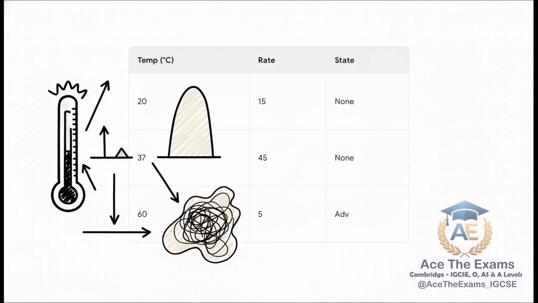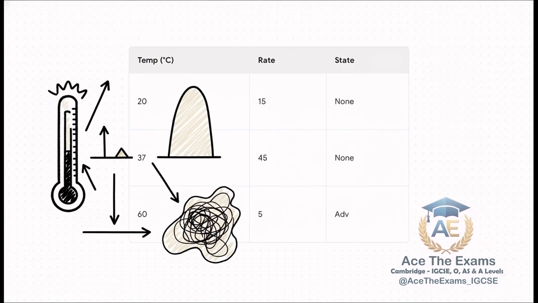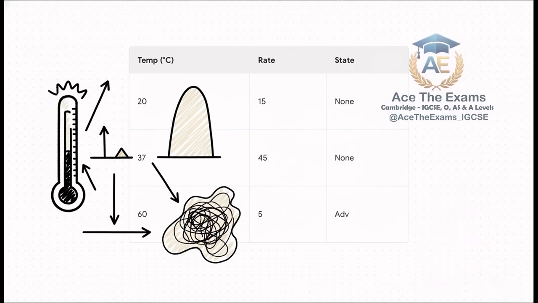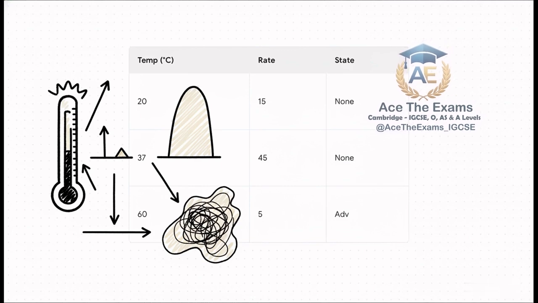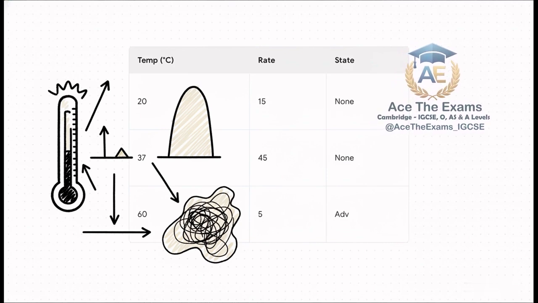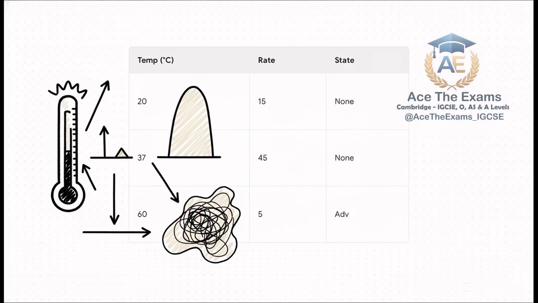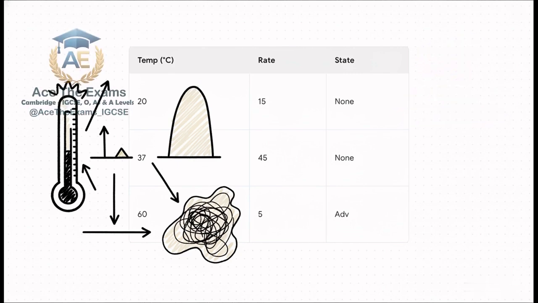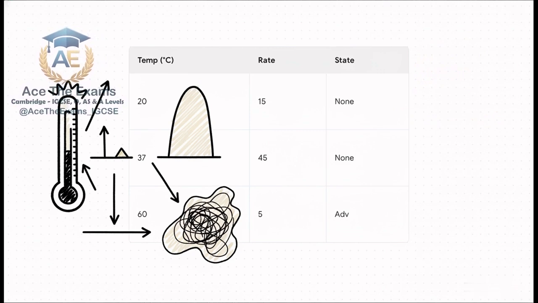Okay, let's apply that framework right now. Take a look at this data. We've got temperature, rate of reaction in arbitrary units, and denaturation state. At 20 degrees, the rate is 15. At 37 degrees, it peaks at 45. But then at 60 degrees, it absolutely plummets to 5, and we see advanced denaturation. Your data interpretation skills here are absolutely critical. You have to extract that information, interpret the mathematical relationship, and be ready to draw evidence-based conclusions from it.